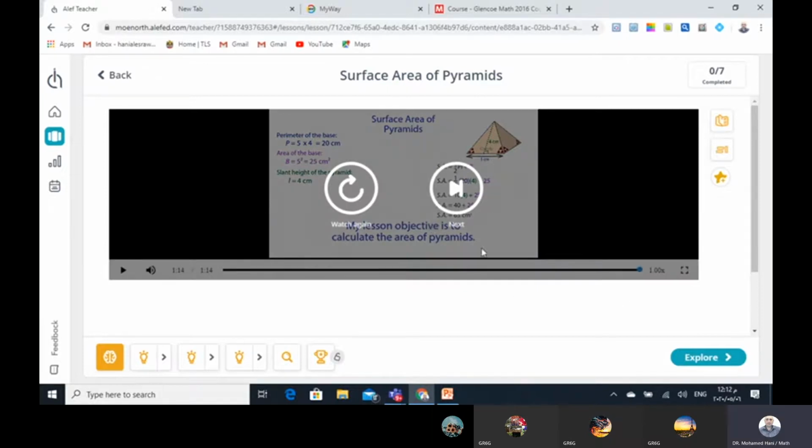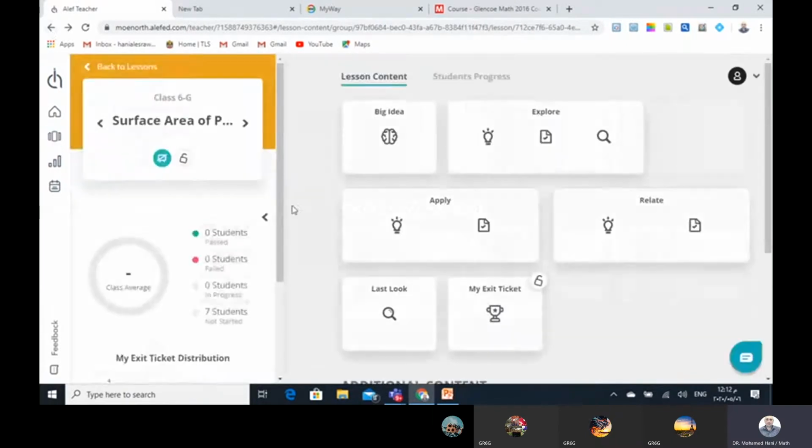As you see here, we have next. Please show all videos before you start your solving. Then after you show all the videos here, you can go to this choice. As you see here, you have many icons. Start from this, then go to the explore. Then after explore, here we have the same exercises but more difficult than the explore. Then the last step will be my exit ticket. Please solve carefully to get the full mark.